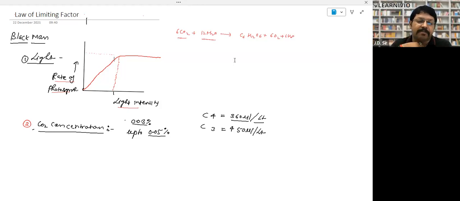And this was given by Blackman. Got it? Got it or not? Tell me, both of you, Ilam and Martin, is that okay or not? Sorry, sir. Did you get what the law of limiting factor is or not? Yes, sir. So please put the heading: law of limiting factor.